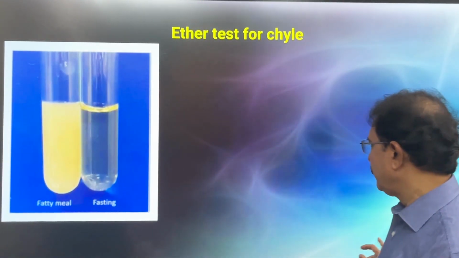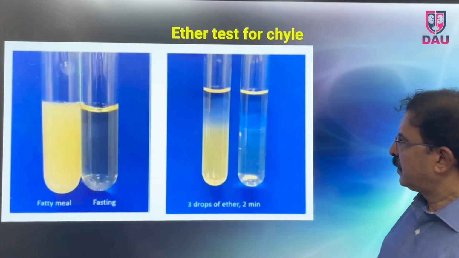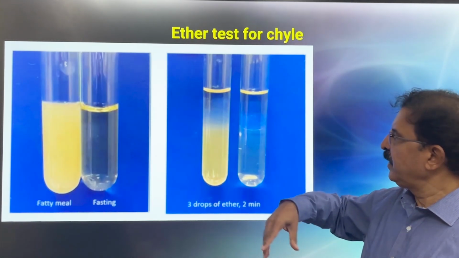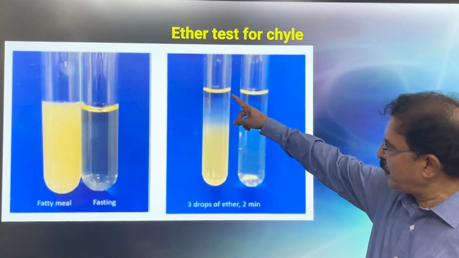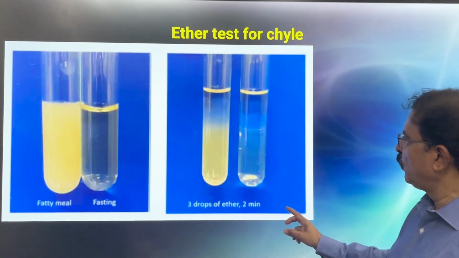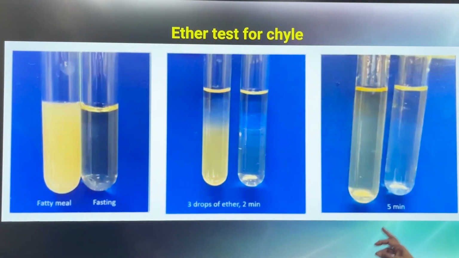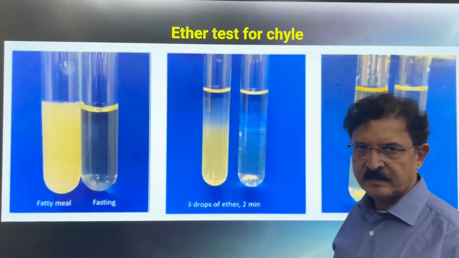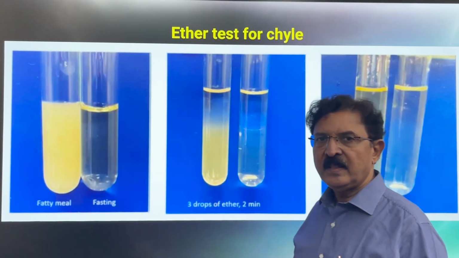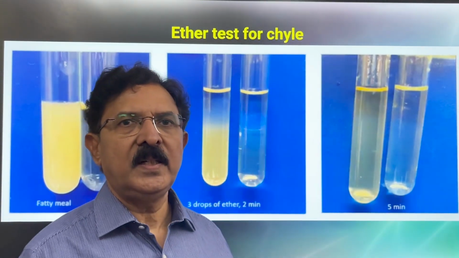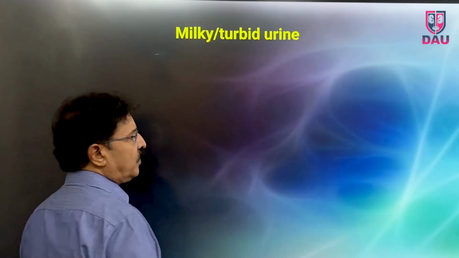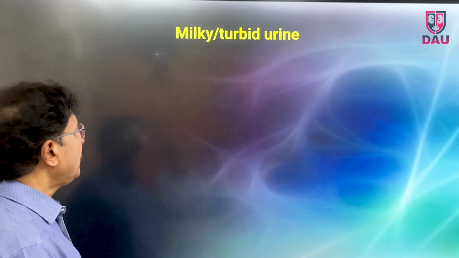In this test tube, add some drops of ether, and because there is chyle and there is fat in it, the ether will start dissolving the fat within 2 minutes. And after some more time, 5 minutes, you will see it becoming clear. Not as clear as this, but more clear than what it was here. So this loss of turbidity with the addition of ether shows that there is a fat content in the urine. A classical test known to us from ages.